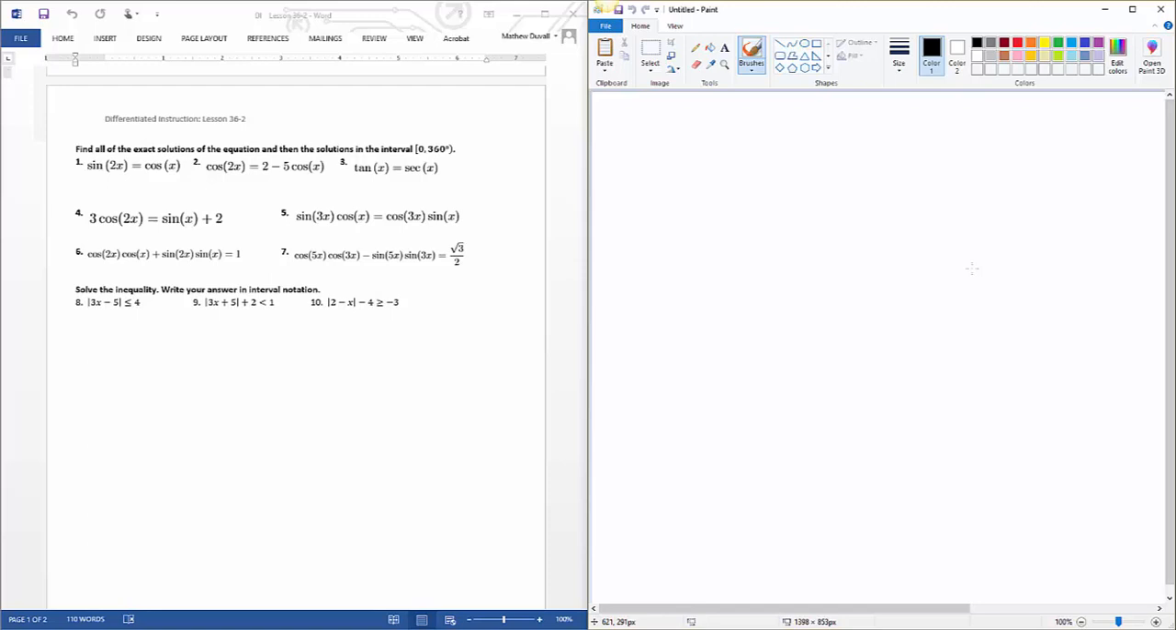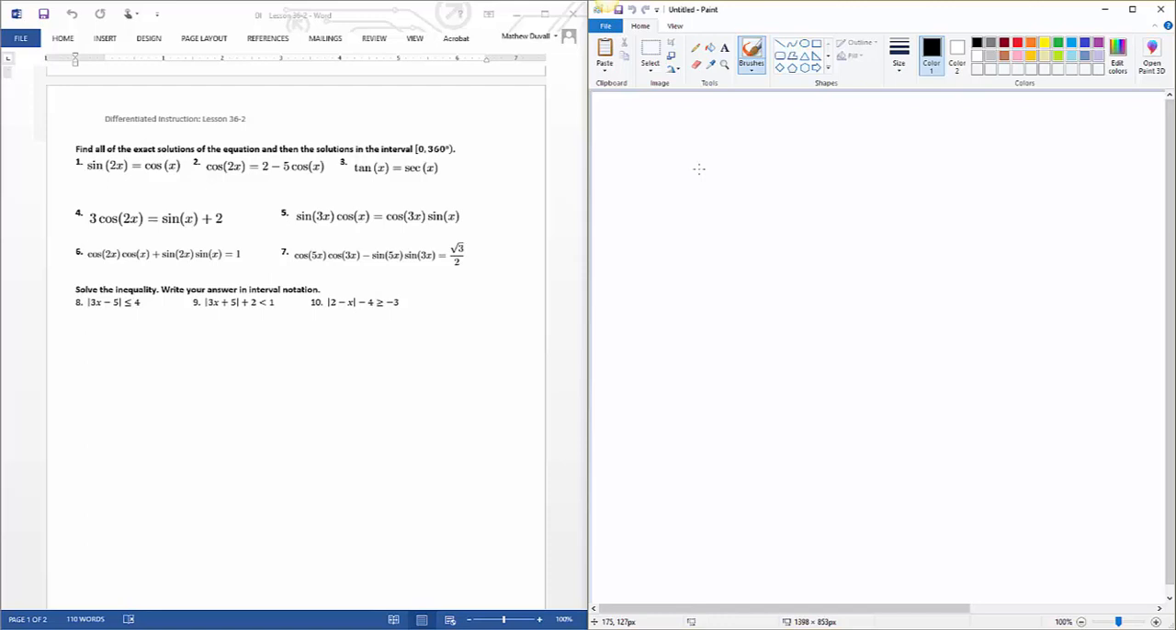All right. It says 3 cosine of 2x equals sine of x plus 2. This one is going to be similar to problem number 2. With the cosine of 2x, we're going to have to use the double angle identity that turns everything into sine. The reason is that this is a sine, and I want everything to be sine so that I could then factor and do all those things that I need to do.